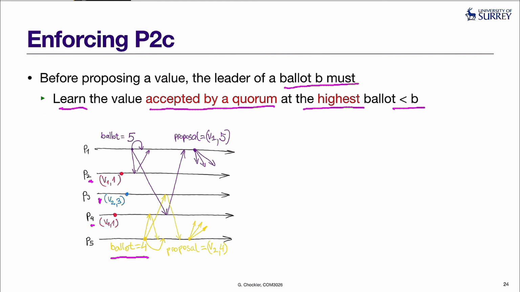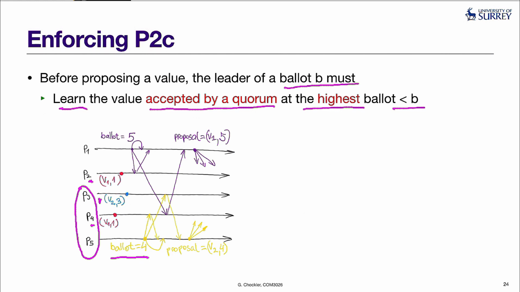And so the leader of ballot 4, instead of going ahead right away and proposing some value, will first contact some quorum in the system, and discover which of the previously accepted values has the highest ballot at the quorum. And so this is what the leader of ballot 4 is doing here. It contacts a quorum, and the quorum here is P3, P4, and P5.